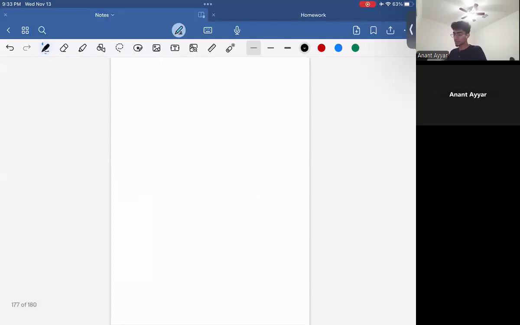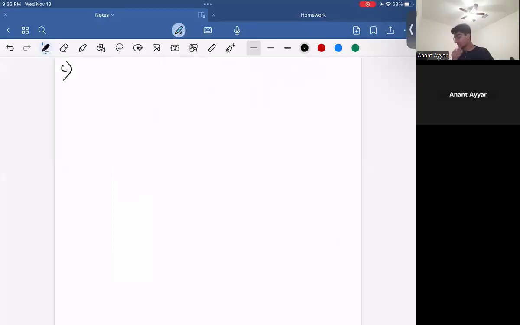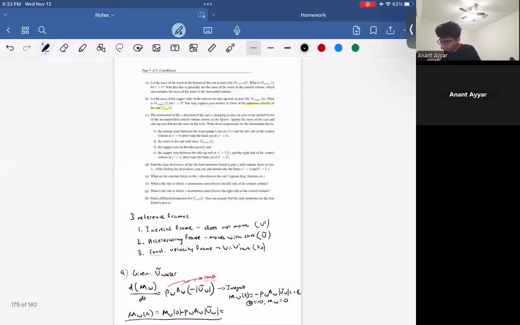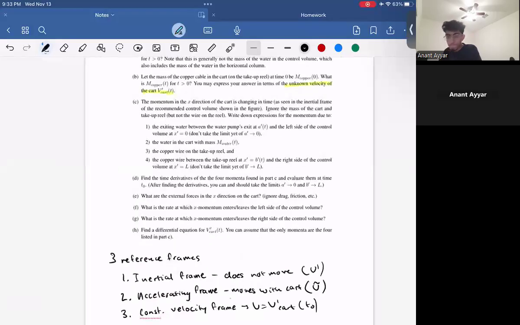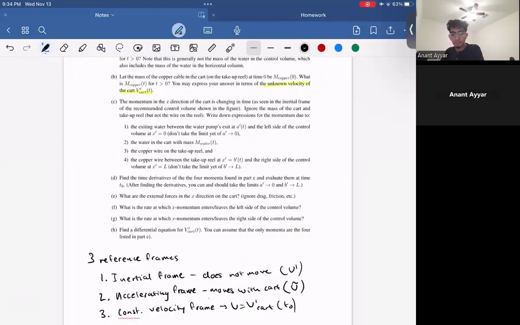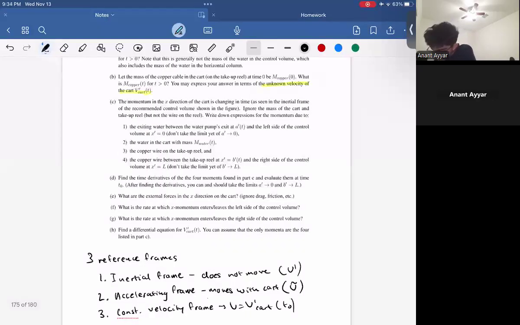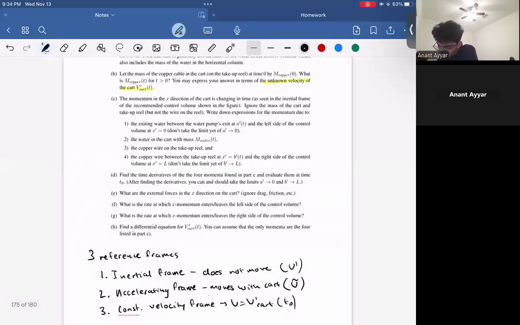So now let's go to part C. This one is the part that's really confusing because of the weird derivatives and the bounds of these integrals. So let's first look at the easy ones. So if we go back to the question, we see that we have four things that we need to find. So the basic equation is write down, just highlight that, write down the expressions for the momentum due to four things. And the four things are the water exiting behind the pump.